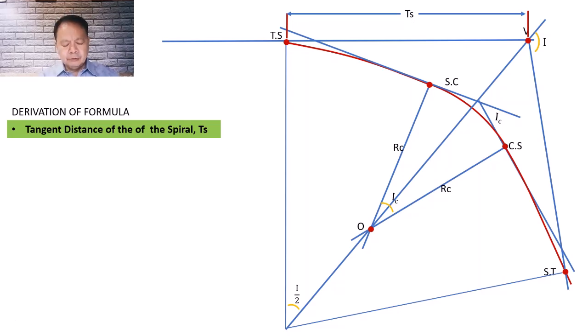Okay? Now, let us try to imagine that at point O, we draw a line parallel to this radius until it crosses this tangent distance. So that if we will be drawing that, makikita natin yan yung ating line na yan. So what is the purpose? Para magkaroon tayo ng other element that later on will be used in deriving for this TS.